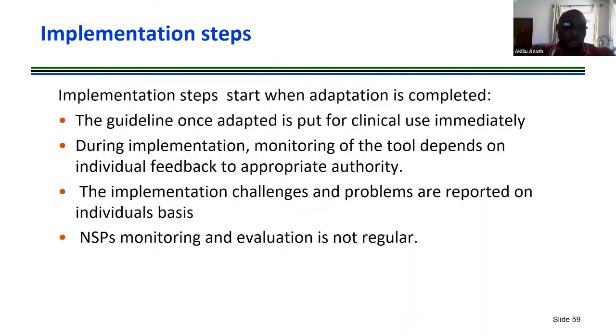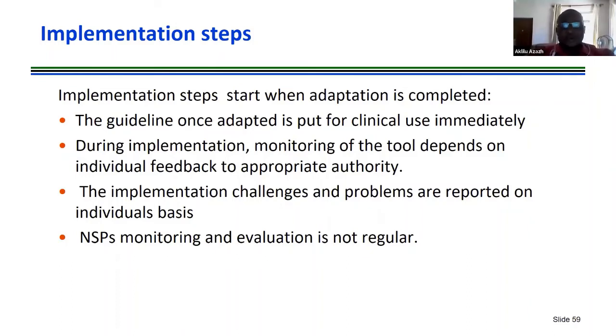The other situation is implementation steps. We don't have a very special arrangement for implementation. Actually, implementation steps start immediately when adaptation is completed. Once adaptation is completed at the workshop, the people who participated are given the guidelines, and they go back to their facilities and distribute the guideline to their colleagues and give them information about the new or reviewed guideline. So the guideline, once adopted, is put into clinical use immediately. There's no time to wait.